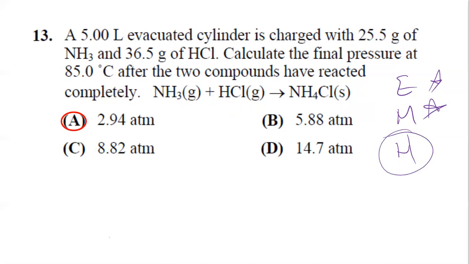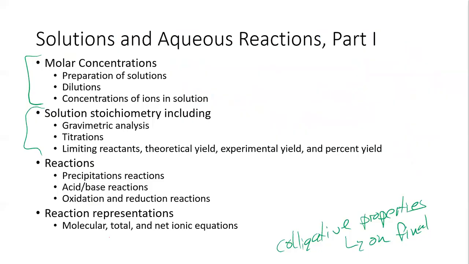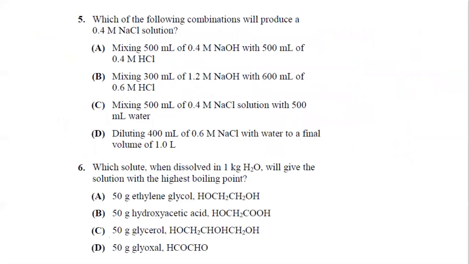So we're going to look at our solutions. We've talked a little bit about them, right? But now let's look at an example of one. And so we want to make a 0.4 molarity solution of NaCl.